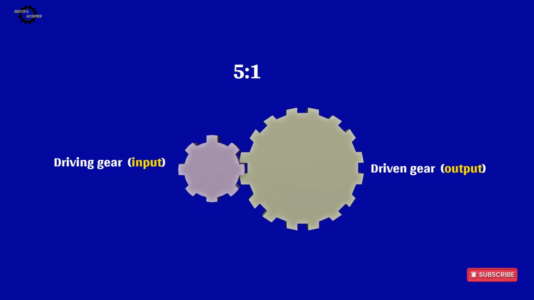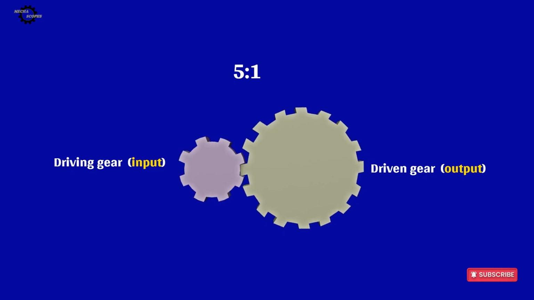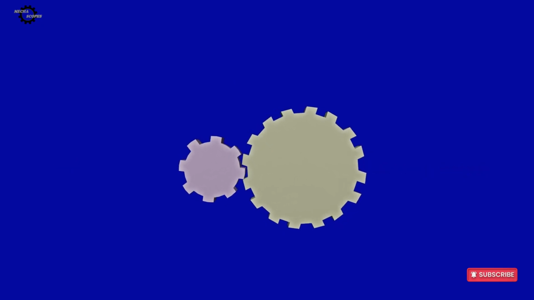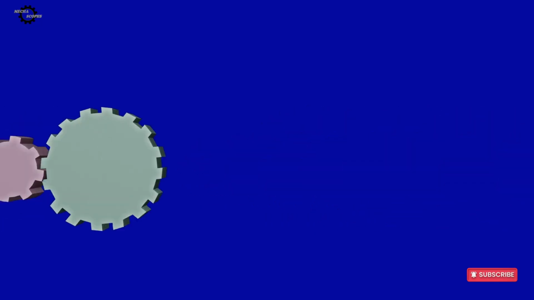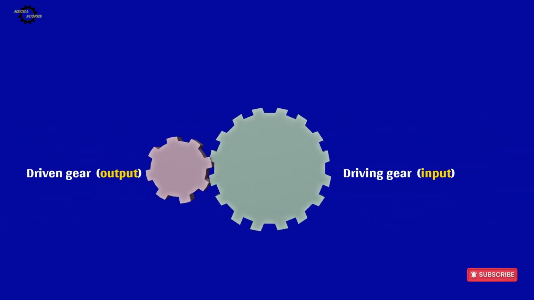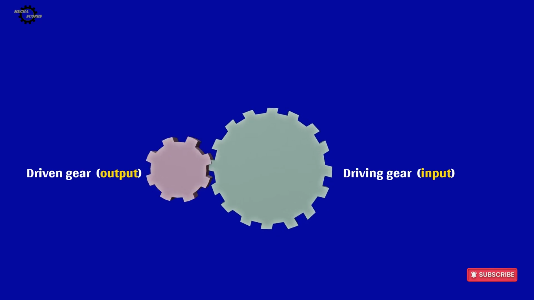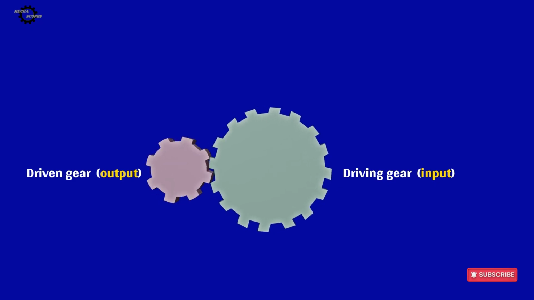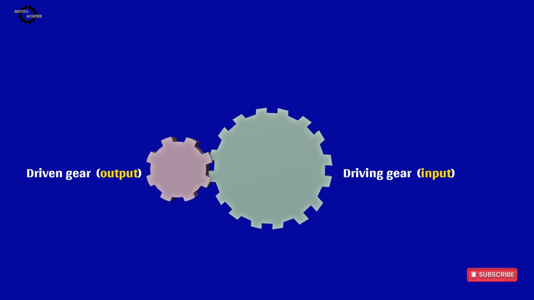In a vehicle transmission, this behavior is similar to what occurs in the lower gears, such as first gear. Now, let's reverse the arrangement. This time, the driving gear is 5 times larger than the driven gear. For every rotation of the large driving gear, the smaller driven gear rotates 5 times. This produces a gear ratio of 1:5.